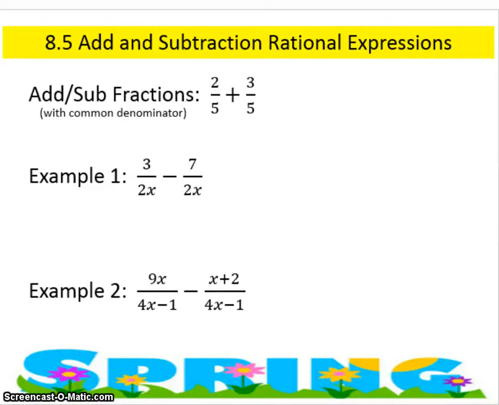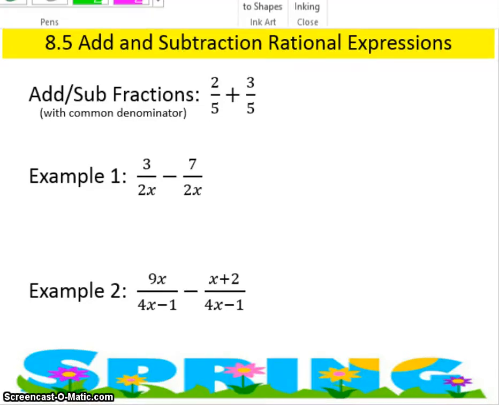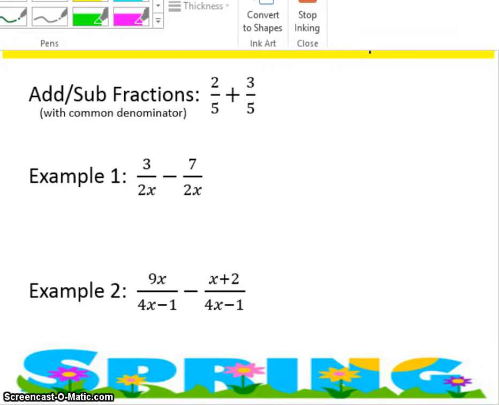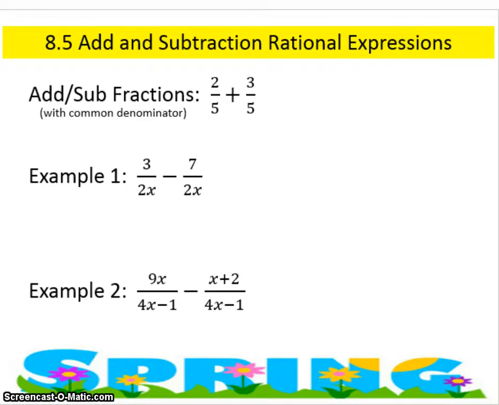Today we're going to add and subtract rational expressions. So hopefully you feel pretty good about adding and subtracting fractions in general. You know that you need a common denominator, which thankfully this already has. And so we add the top and leave the bottom. So we get 5 over 5. So we add the top, we leave the bottom, and then we reduce.